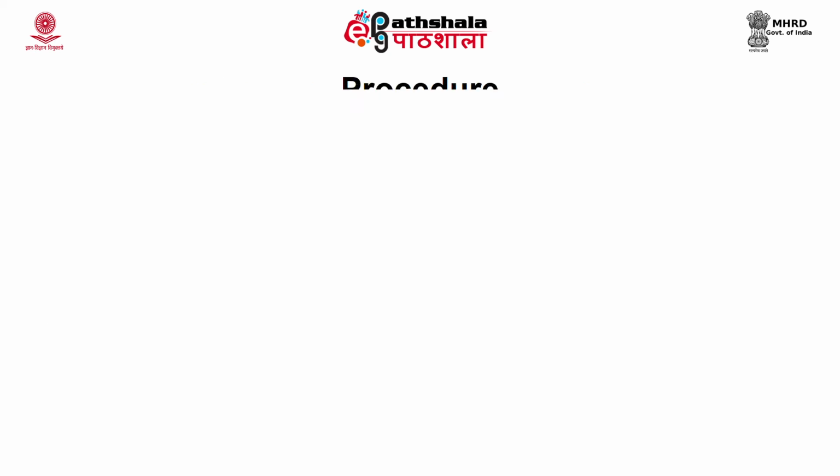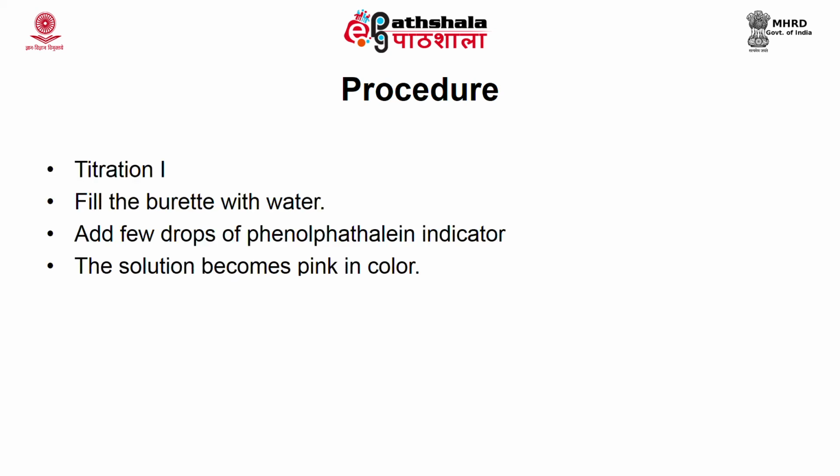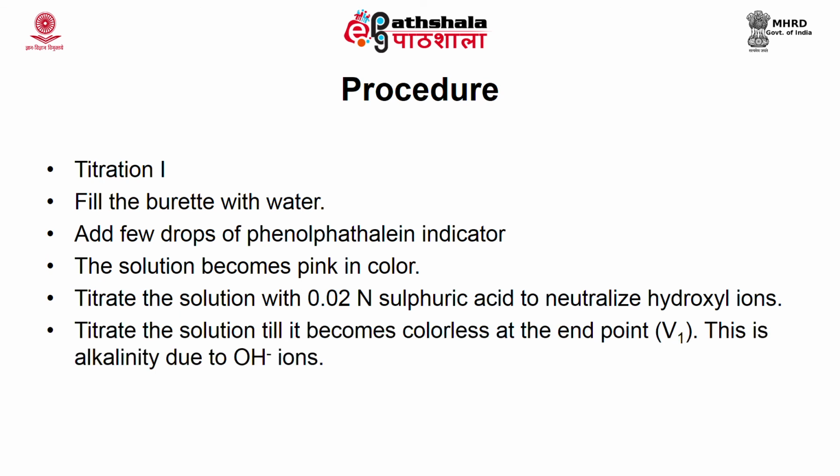The procedure is that sulfuric acid should be taken into the burette, and before starting the titration, the burette should be rinsed. Fill the burette with sulfuric acid, take a 20 ml or 100 ml sample, and pour it into the flask. To this, add a few drops of phenolphthalein indicator and titrate it with sulfuric acid.